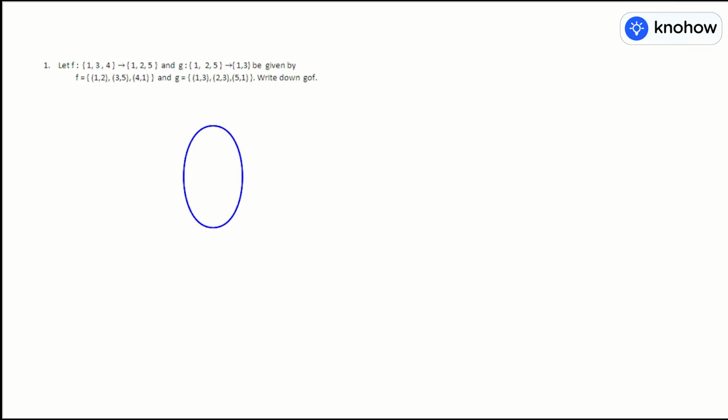F is a function from set {1, 3, 4} to {1, 2, 5}, and G is a function from set {1, 2, 5} to {1, 3}, given in roster form. We have to find out GOF. Let me write the given information F and G with the help of a Venn diagram. This is set A. F is a function from set A to B.